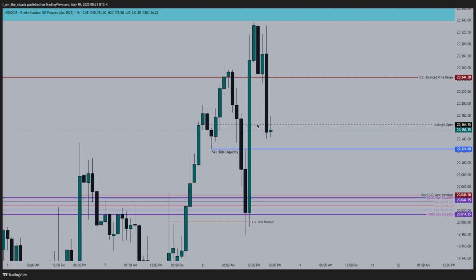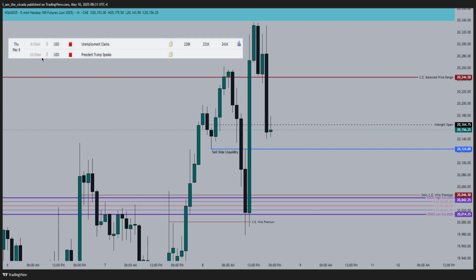What happened was we went beneath the sell side liquidity. We continued to trade through it following the 9 a.m. manipulation. The 9:30 open, sorry, brought us lower. And then we also had 10 a.m. red folder news, which was President Trump speaks. Now, this was not highlighted at the beginning of the week. This kind of came in the middle of the day.